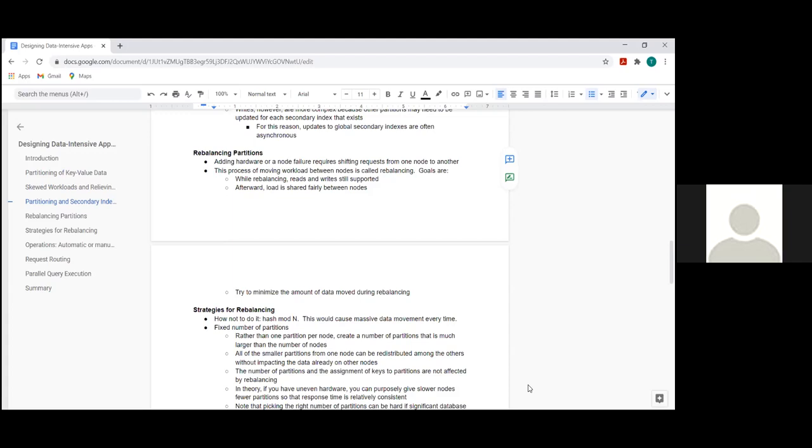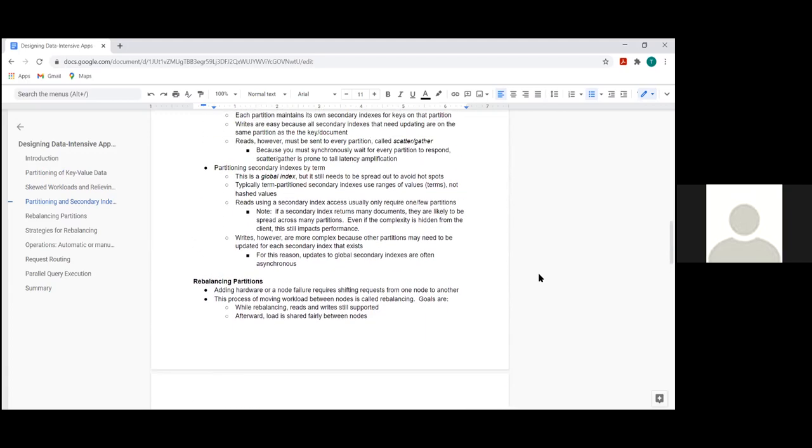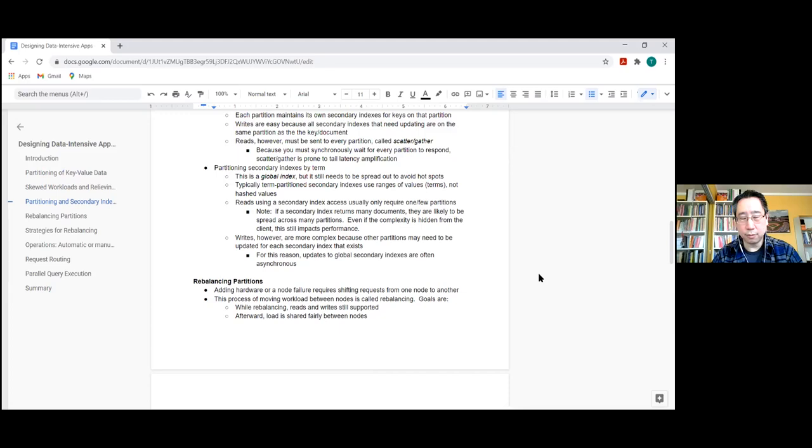I have a quick question. About the last item, write to the global secondary index. So you said writes are more complex because other partitions may need to be updated for each. So for example, we are inserting a new item. Let's take the car as an example. We are inserting a new car into the database, say it's a red colored car. So we need to go to the color secondary index, and then it will only involve one partition. We assume all the red color secondary index is in one partition. So we just go to that partition and update it.